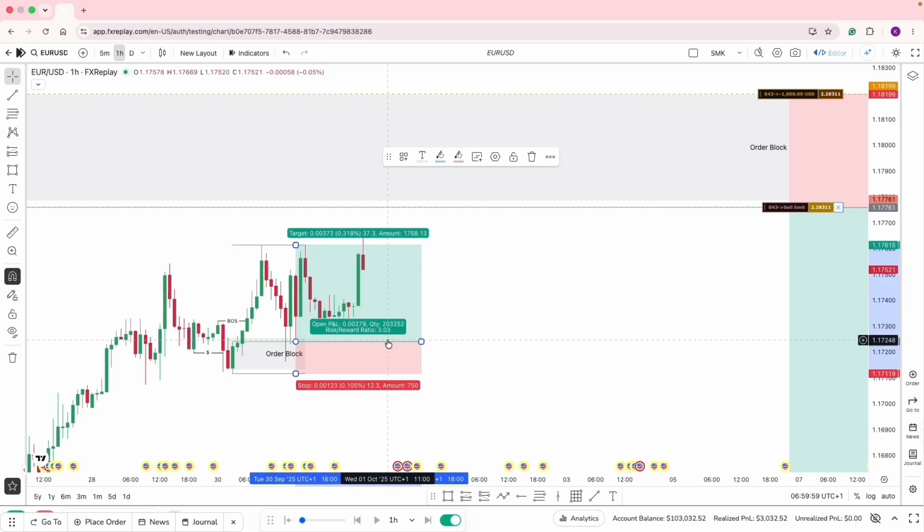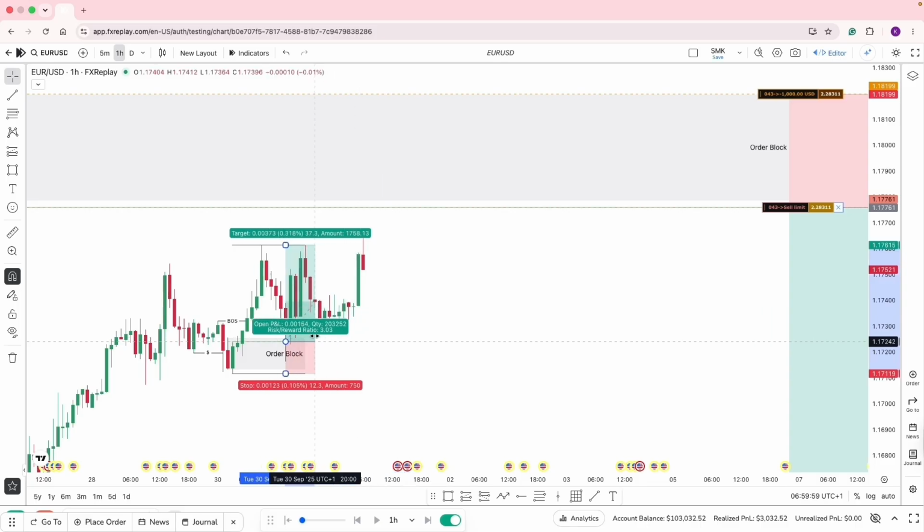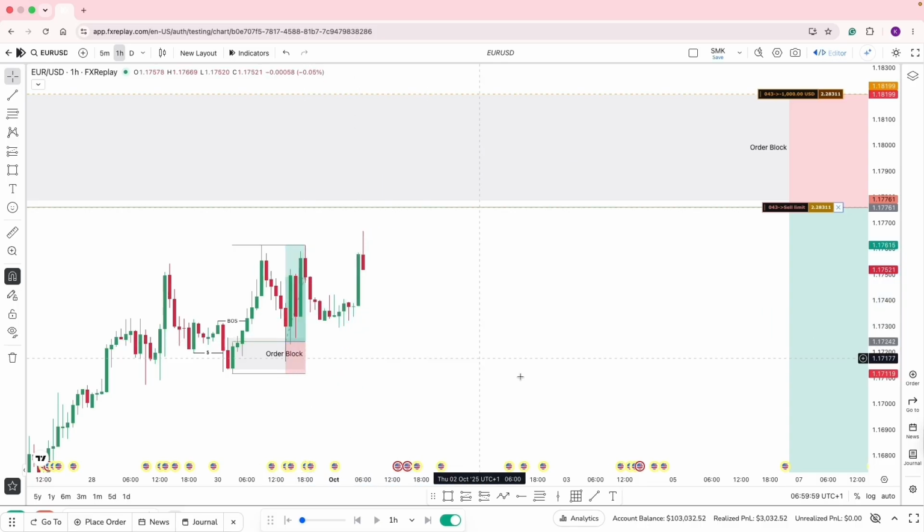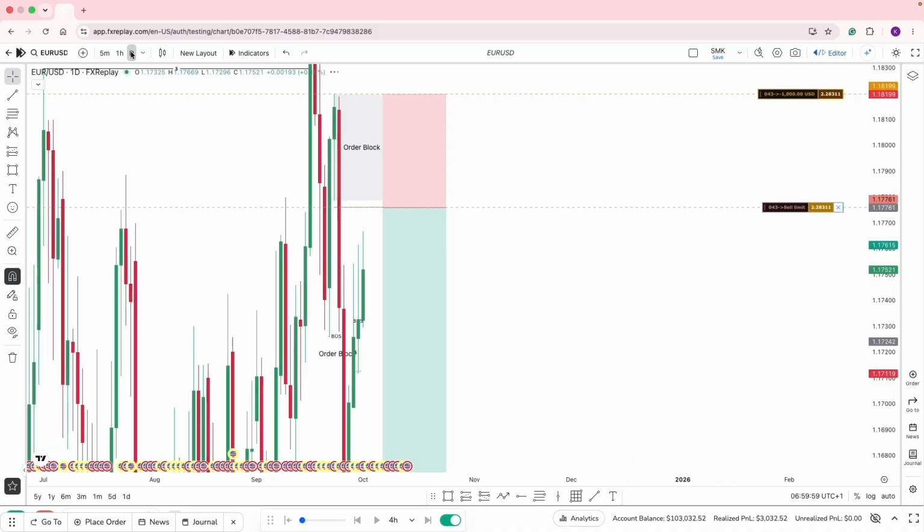There we go. So that's our first trade. I'll just drag this here so it's out of the way. So that's our first trade done and we're up 3%. So we've made £3,000 there. And then now let's just go back onto the daily time frame and see where we're at.